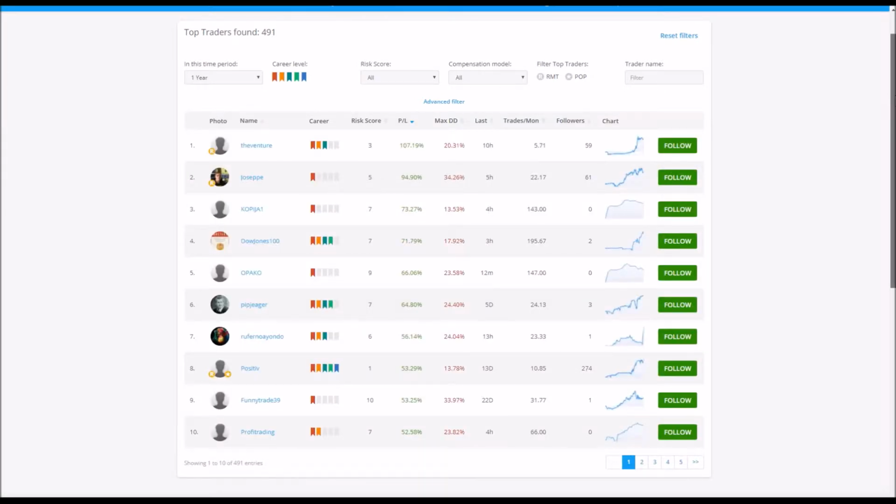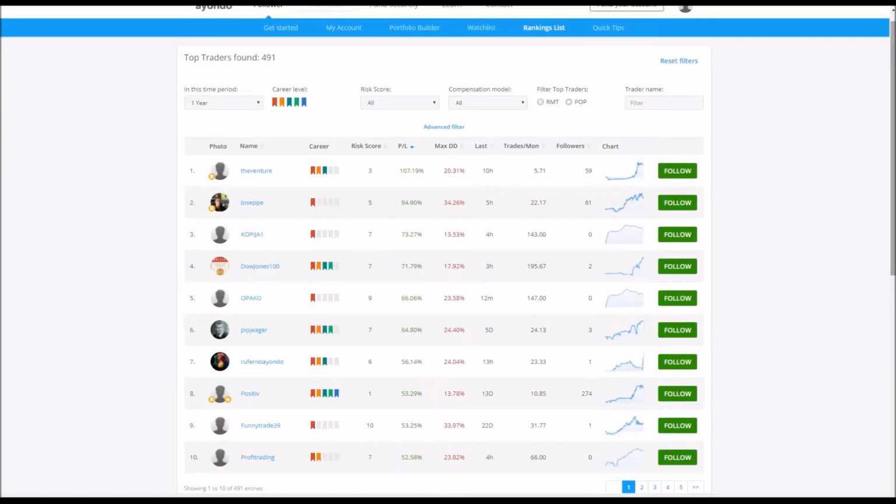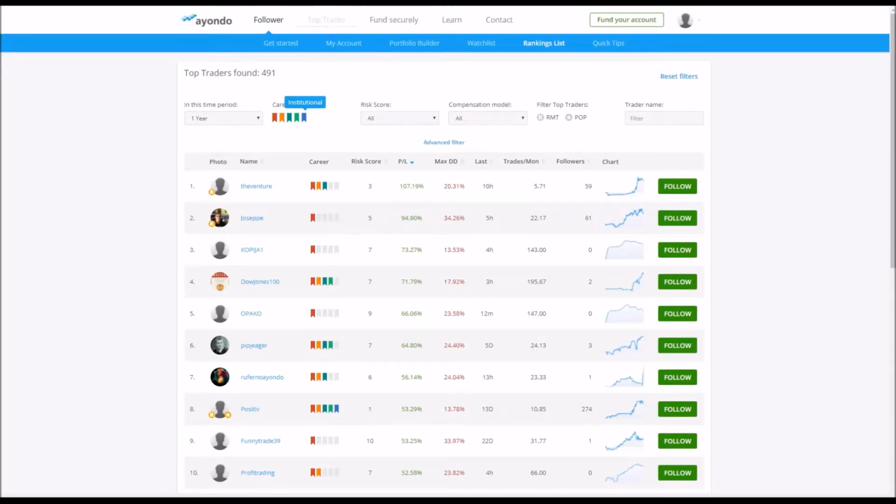Okay, so we've gone back to page 1 now. So we have 491 traders. But first of all, for me, there's a filter that I always do right from the beginning, and we're going to do that now. Because you can appear as a top trader on the Aondo platform, even if you're trading on a demo account. So some of these people on this page, and it's easy to identify them, I'll explain it in a minute, have built up their track records trading on a demo, so not actually using real money.